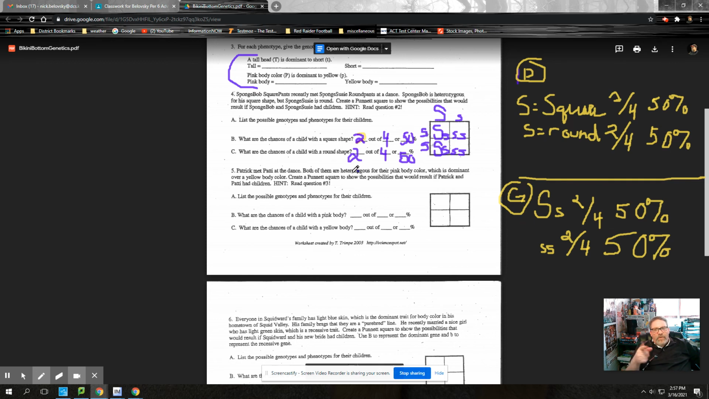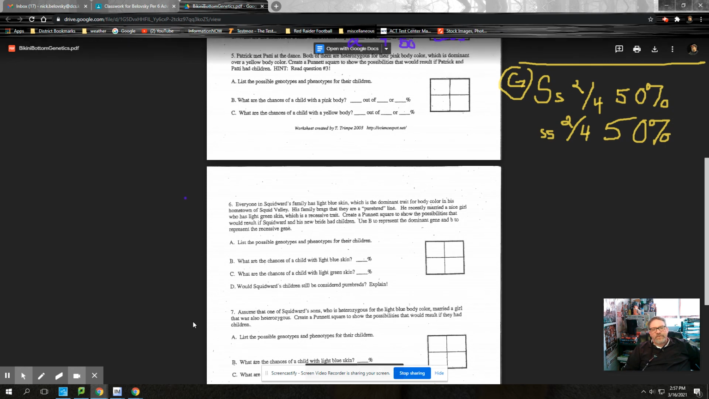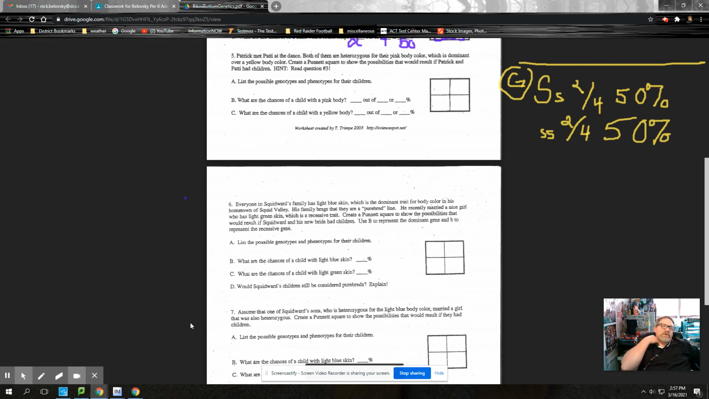All right, so now what I want you to do is see if you can answer number 5 and number 6. We'll do some more of these together tomorrow probably. Tomorrow's a virtual day because of the stormy weather that we're supposed to have. So you can tune in for class tomorrow. We'll probably talk about these in class tomorrow.